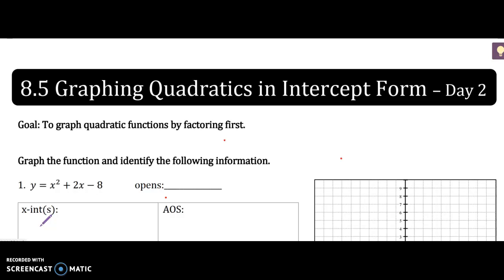So let's start with looking at this first problem. These are pretty short notes today because they're really just going to expand a little bit on what we learned yesterday regarding intercept form. If you remember, all the problems you looked at in your assignment and in your notes yesterday were already in factored form. The difference today is that you're going to have to start by factoring the function first.